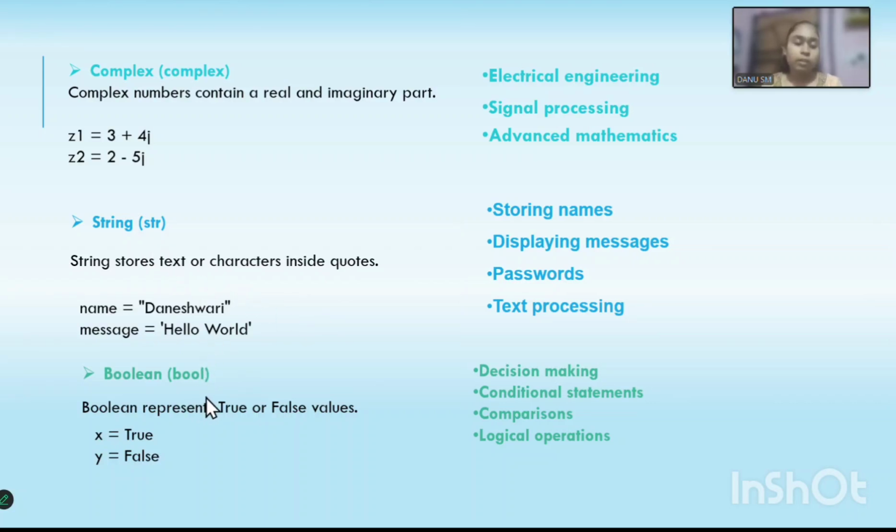Next is the Boolean data type. It only stores two values, true or false. This is used for decision making, conditional statements, comparisons, and logical operations.